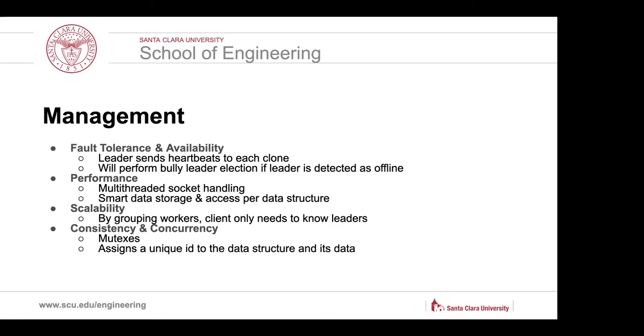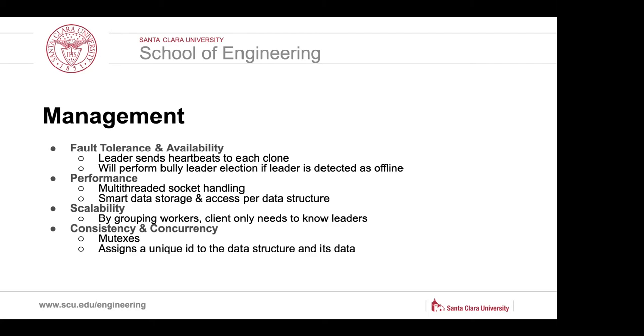And then for scalability, we are grouping the workers, as you saw in the previous slide. And the client only needs to know the leaders, right? So we could have 100 groups, right? And if it's 3 workers per group, then you have 300 workers, but the client only needs to know about 100, which is a significantly smaller memory footprint.